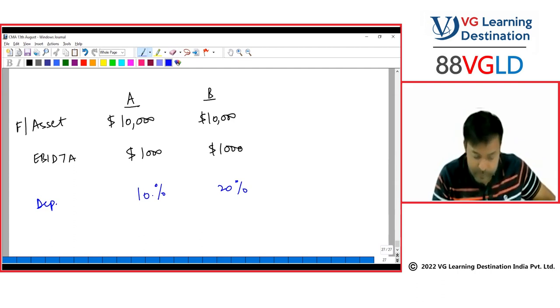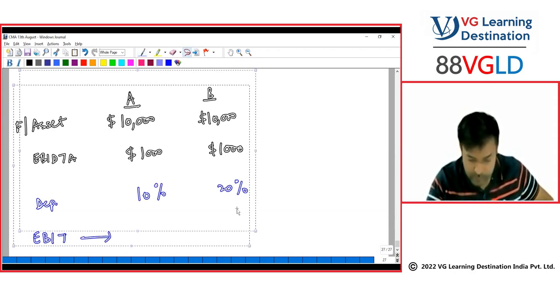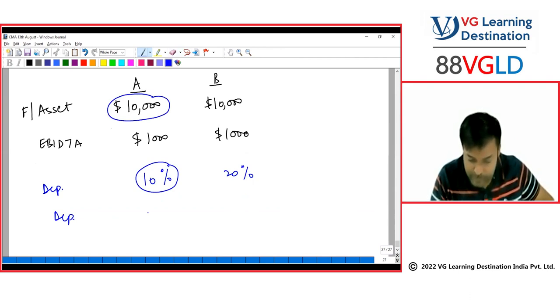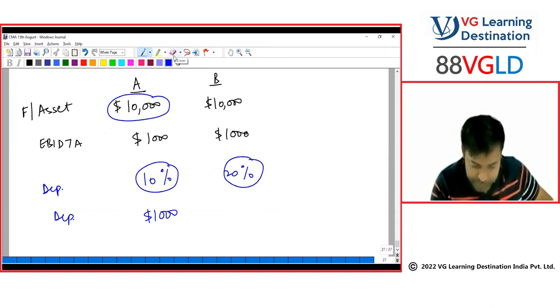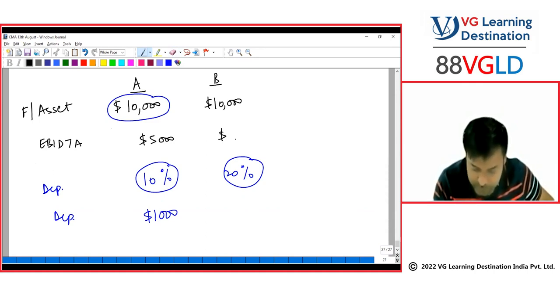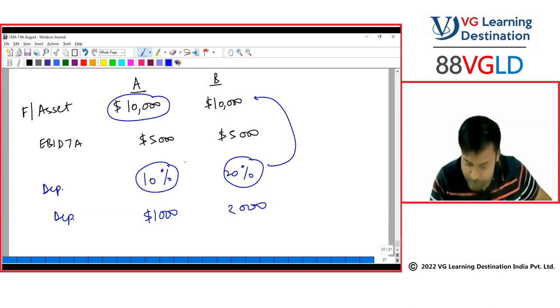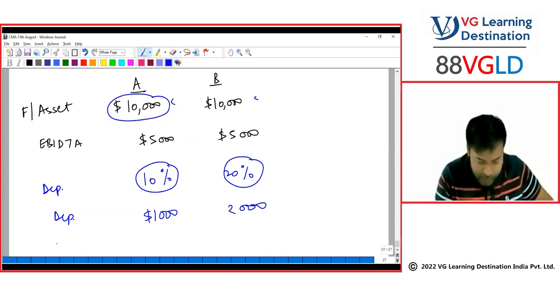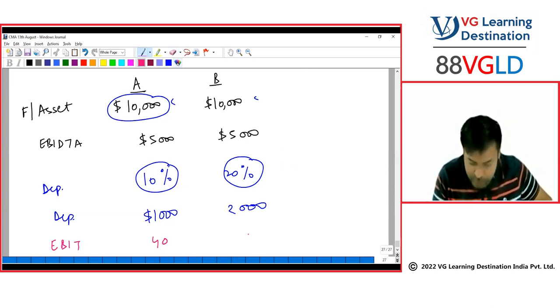10%. That means what is going to be my EBIT, everyone? So here, what is going to be my depreciation in that case? Depreciation here is going to be 10% into 10,000. That means how much? 1,000. Okay, I took such a high value. Okay, let's make it 5,000. So 1,000 is going to be the depreciation. How much is going to be the depreciation here, everyone? 2,000. Is that okay, everyone? How I'm calculating this? Hopefully. Okay. So this is the depreciation. That means what is going to be my EBIT, everyone? EBIT here is going to be 4,000 and 3,000.